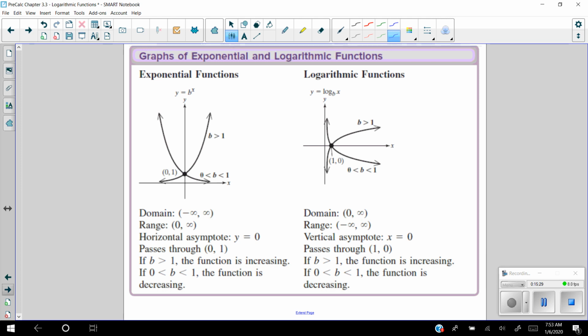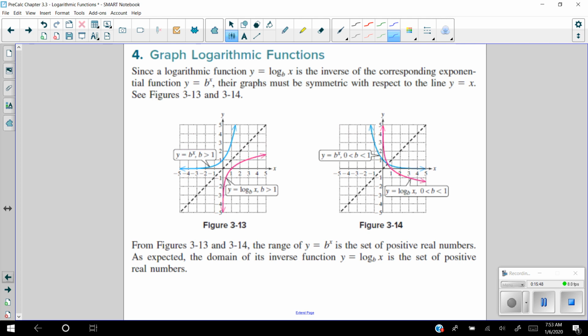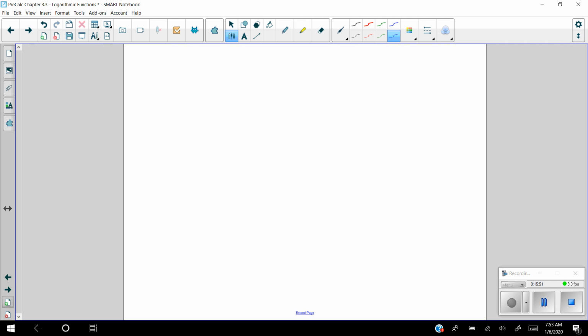Okay, so if I back up to this page, it says graph the functions. We have y equals log base 4 of x. Now, one thing that I want to say is when we go to graph this in our calculators, we have to be able to enter logs with different bases. Because again, the log button on our calculator assumes base 10. It's a log base 10 button. So if we have something like log base 4 of x, how do you enter that?